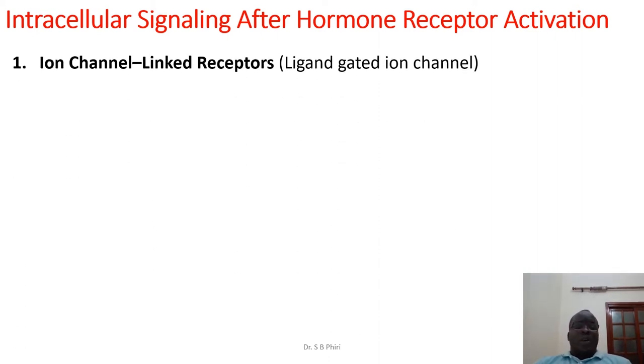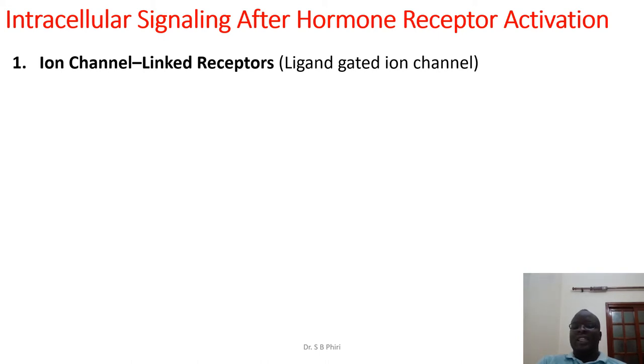Okay, so the first one, the ion channel linked receptors. These are the receptors that are being activated. Ion channel linked receptors are also referred to as ligand gated ion channels. A ligand in this case is a hormone that is going to bind to a receptor, and this receptor is coupled with an ion channel.